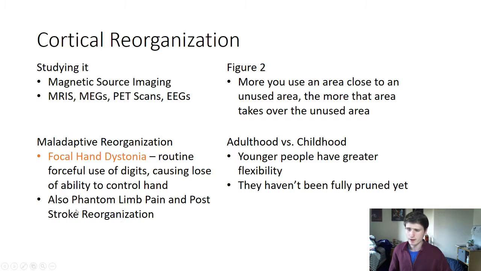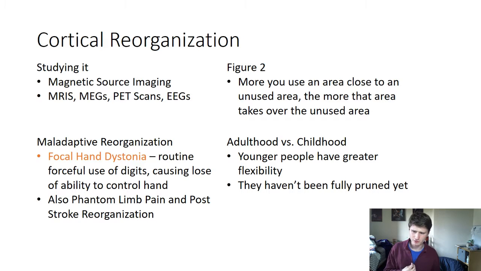However, this can be bad in the case of phantom limb pain, because even though you don't have the limb there anymore, other body parts are using that area of the brain, so you still kind of think you're having something there, and that can come in the form of pain. This can also occur in strokes.